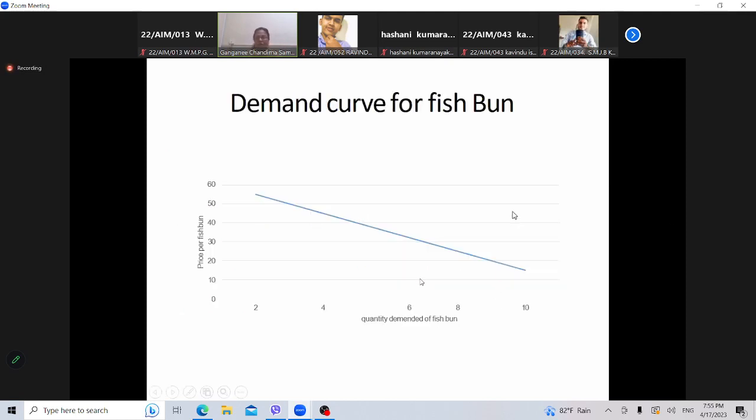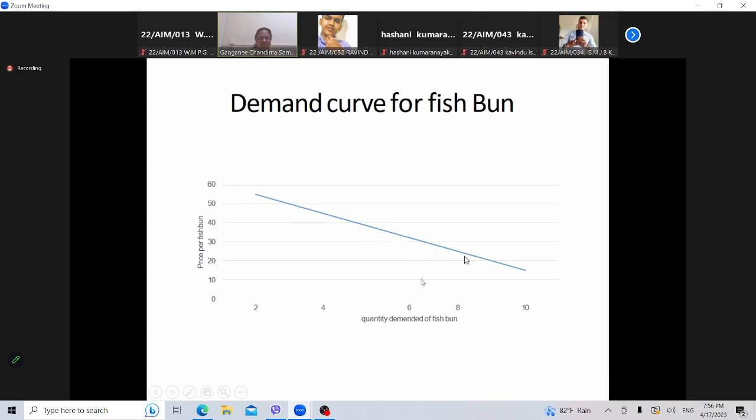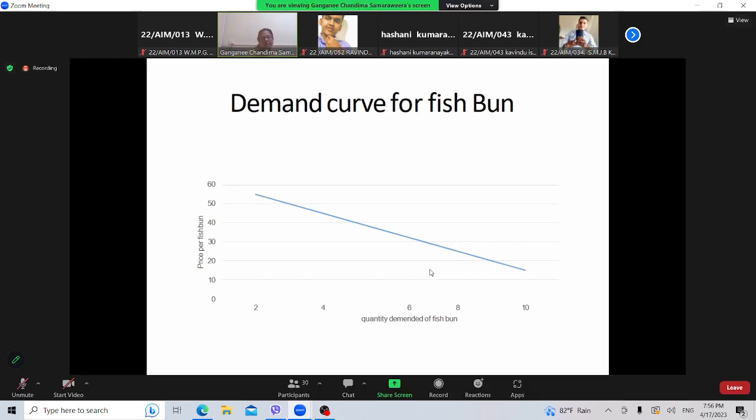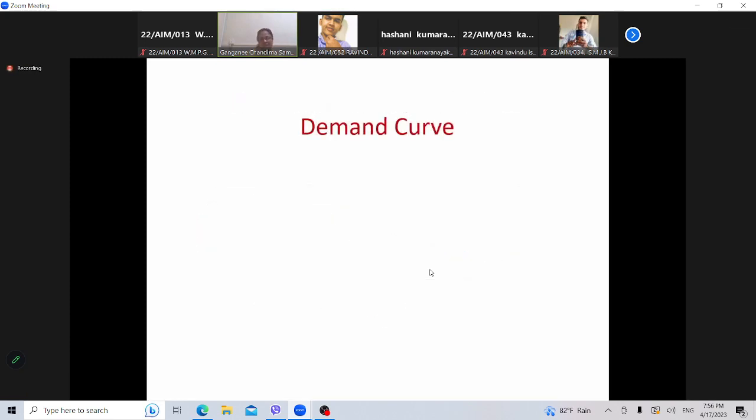So here, I don't know whether the graph is clear to you all. The same demand schedule I took, price per fish bun and quantity demanded for fish bun. So you can see gradually it's decreasing. So this is the demand curve. Though we call it a curve, normally we draw it as a straight line. But if we take a real case scenario, real prices and real quantity demanded, you can have the curve.